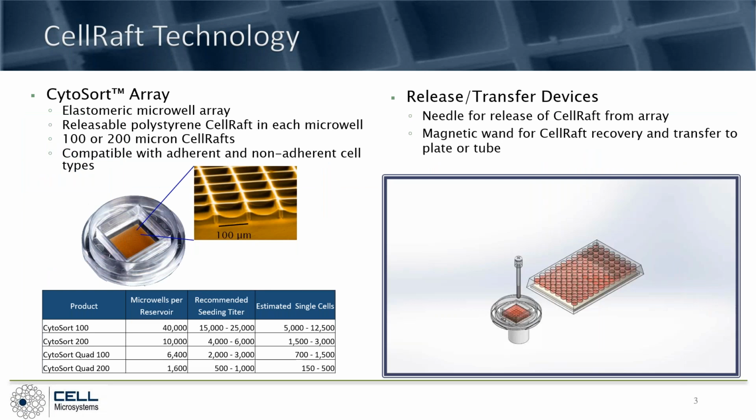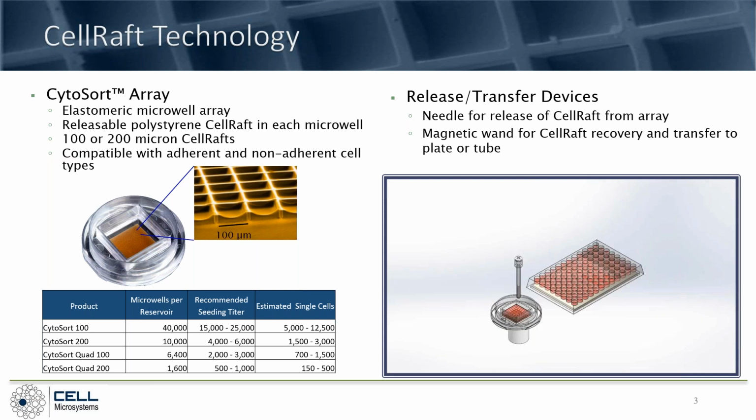So the CellRaft technology is comprised of two main parts, the first being our CytoSort array, which is our cell culture consumable. This is an elastomeric microwell array made up of releasable polystyrene cell rafts. As you can see in the image here, there's a cell raft in each microwell, and this polystyrene is doped with magnetic nanoparticles, rendering it responsive to a magnetic wand. We have two different sizes of the cell raft, either 100 or 200 microns, and the array is fully compatible with adherent cells. By using any number of standard cell culture coatings, it can be rendered compatible with non-adherent cells as well.